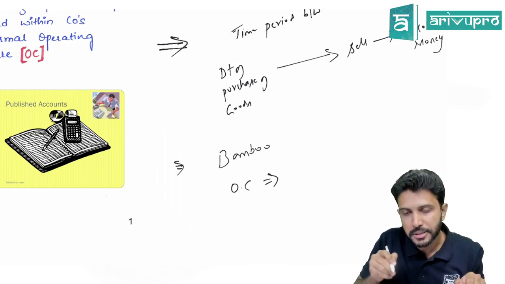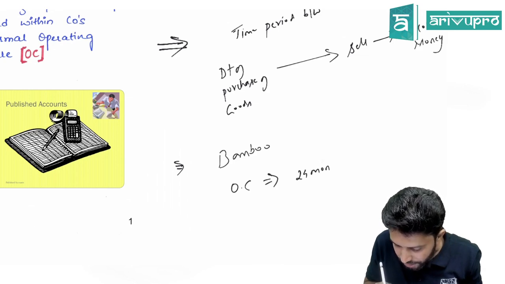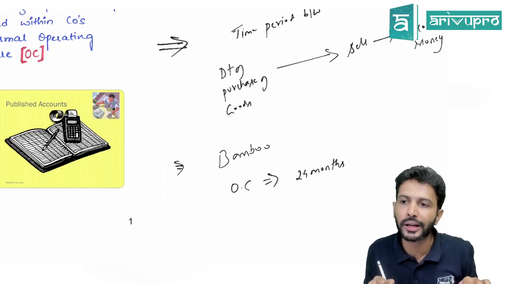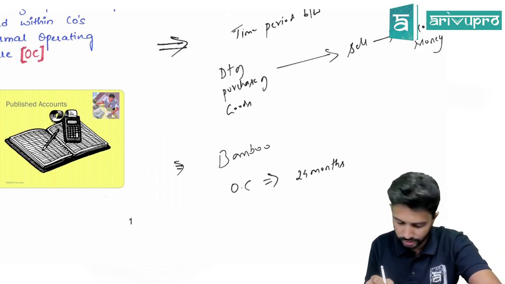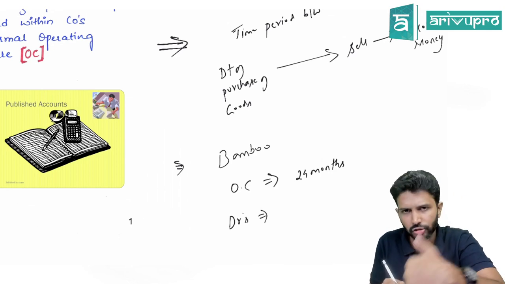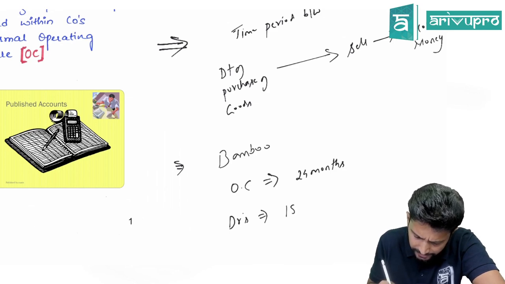The operating cycle for this bamboo dealer, he feels, is 24 months. Operating cycle for this bamboo dealer is 24 months. This bamboo dealer has a debtor. He sold some bamboos to a particular guy, and that guy is saying, I'll pay you within 18 months.